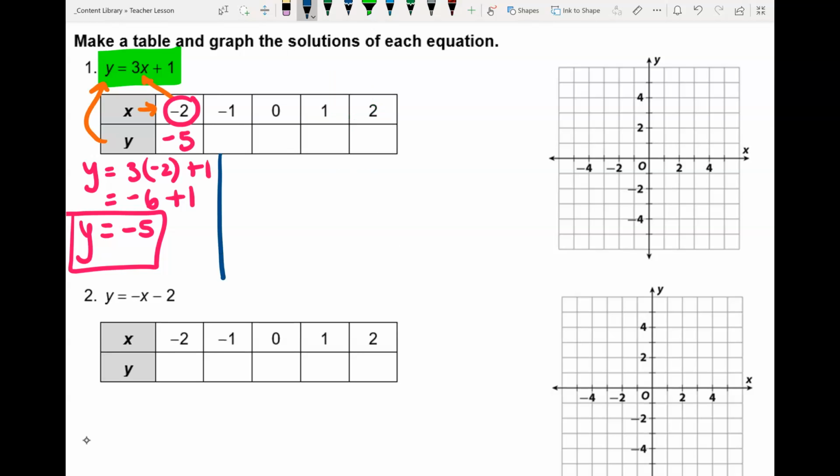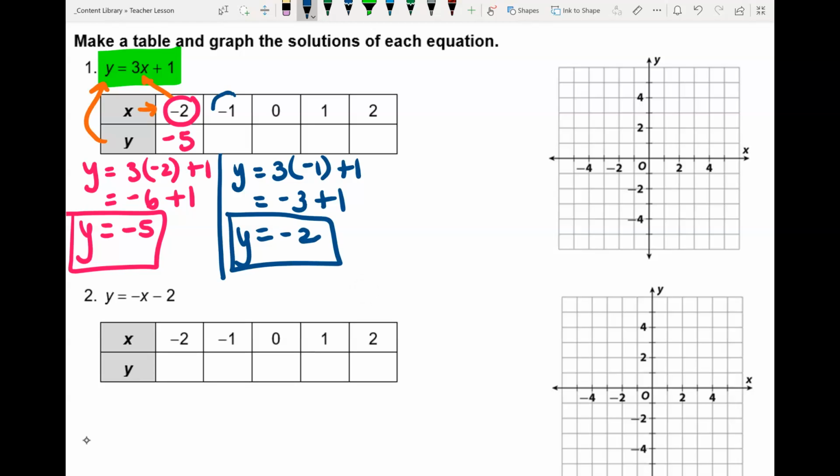Now we have what happens when x is -1. So y equals 3 parenthesis -1 plus 1. 3 times -1 is -3 plus 1. I owe $3 and I have $1. That means I'm going to owe $2. When x is -1, y is going to be -2.